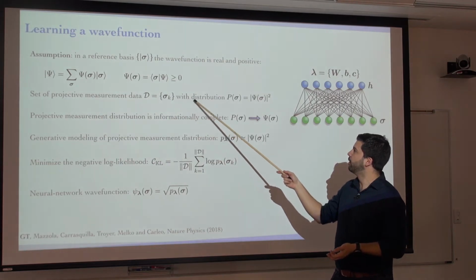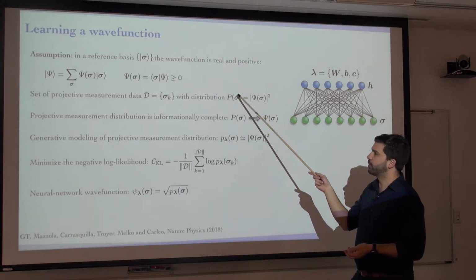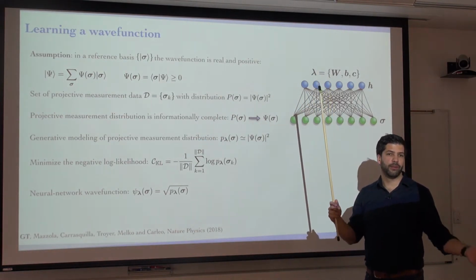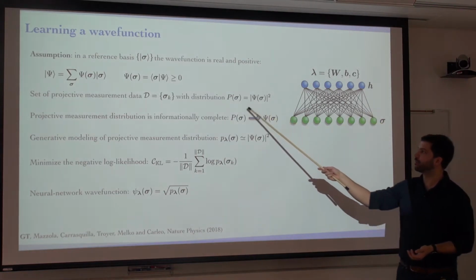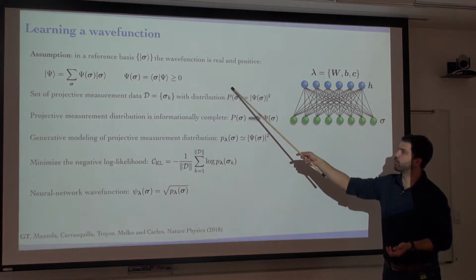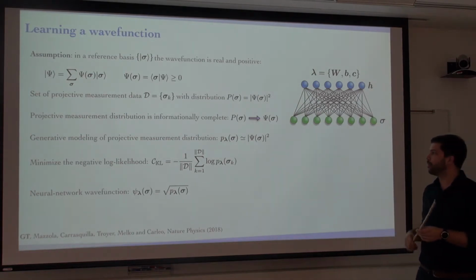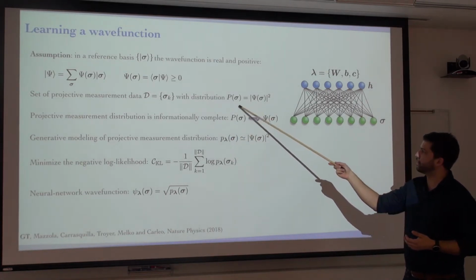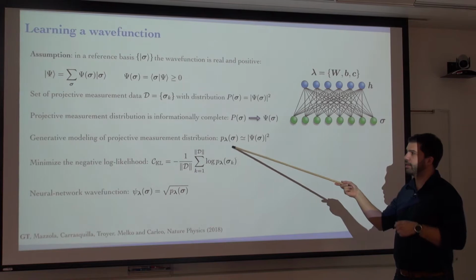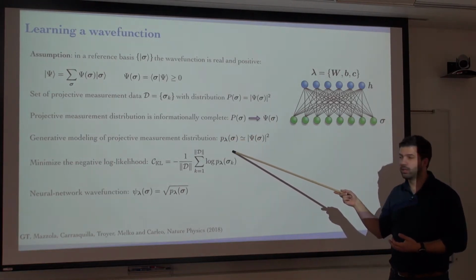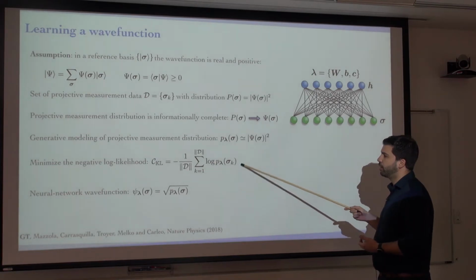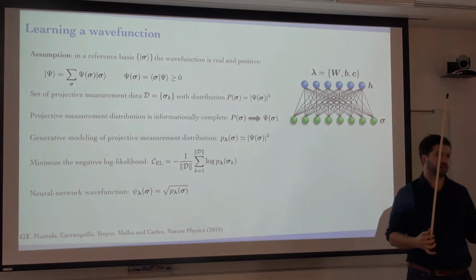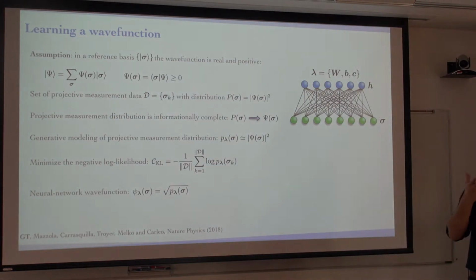the distribution of these measurements is informationally complete. So there is a one-to-one correspondence between the probability distribution of your measurements and the wave function. The wave function would be just the square root of p, okay? So if you do generative modeling of this probability distribution, the capital P, and you learn a parameterized model of it, same as before, then you can just take the square root of this probability distribution and you will get a wave function, a neural network wave function.